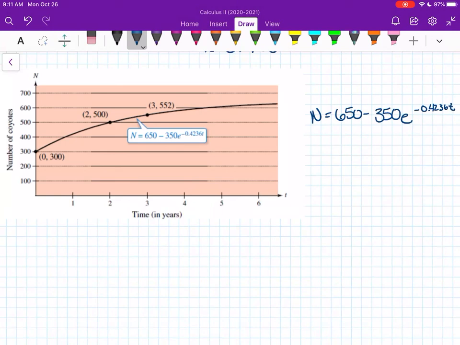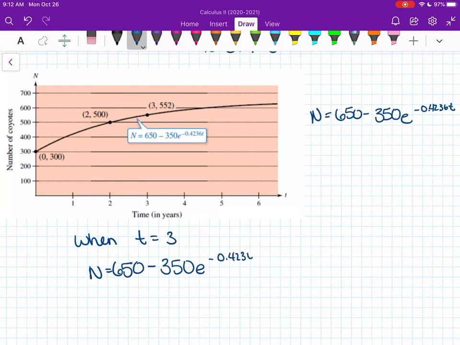All right, so to answer the question, we need to figure out when t equals 3. I have n equals 650 minus 350 e to the negative 0.4236 times 3. When I enter that into my calculator, I wouldn't use the approximate. I would use the actual value of k from my STO button. To use that, you don't need to hit STO. You can just hit alpha k, and it will give that to you. And we would get approximately 552 coyotes.